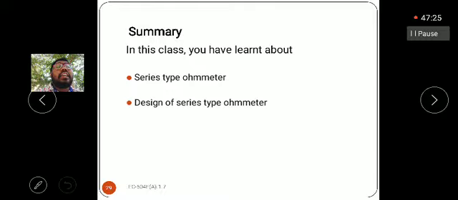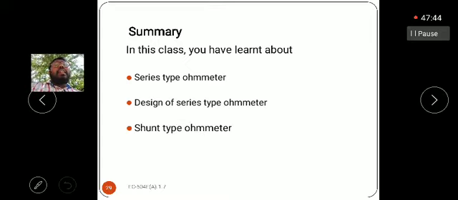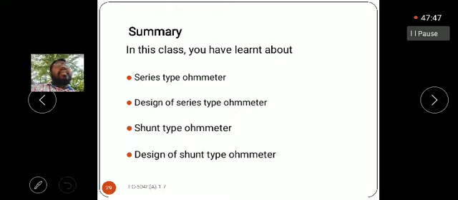After this class we have learned about the series type ohmmeter, what it is, the construction of the series type ohmmeter and the design of the series type ohmmeter. We also learned about the shunt type ohmmeter and the design of the shunt type ohmmeter. In this presentation we also discussed one small problem related to the ohmmeter.